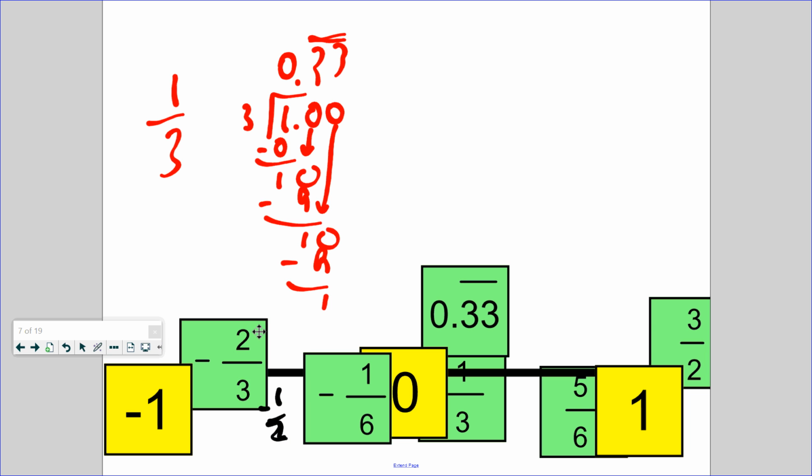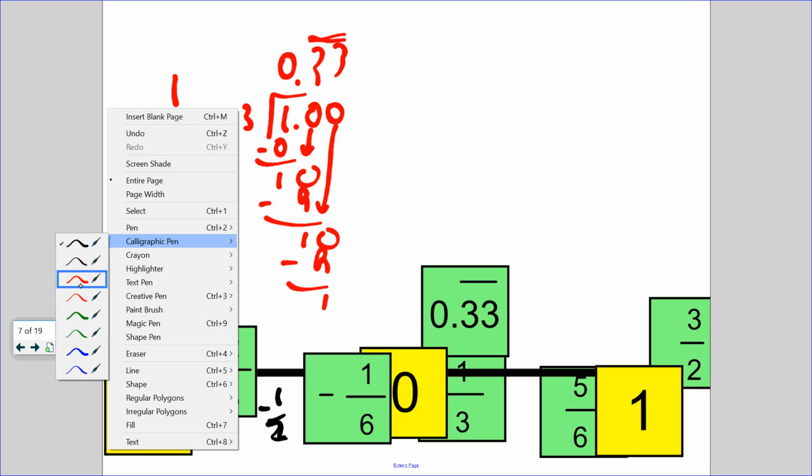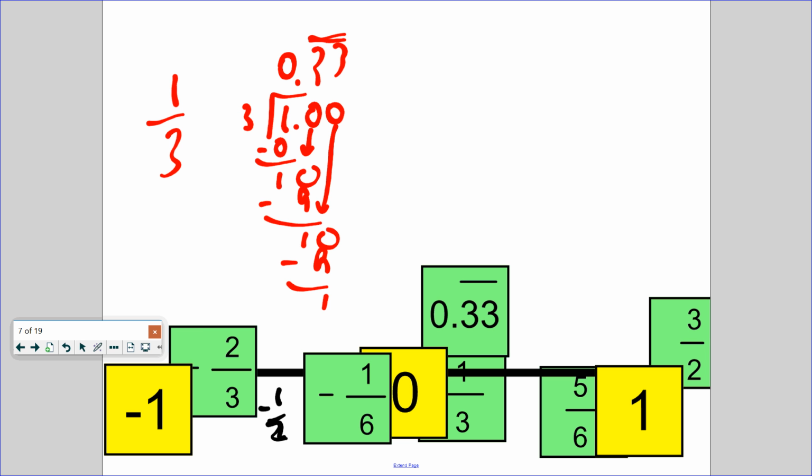Another way to do it is find a common denominator, if that makes it easier for you. So what do 3 and 6 share in common? 6. How do you turn a 3 to a 6? Times 2. So negative 4/6 is farther away, is more from 0 than negative 1/6. And that is our lesson.